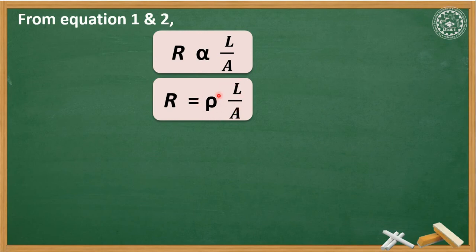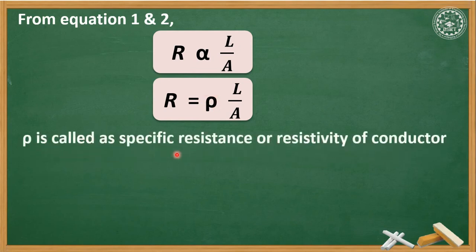This is a proportionality constant rho, and this proportionality constant rho is nothing but the specific resistance or resistivity of a conductor. Specific resistance or resistivity of a conductor. Okay, so this is specific resistance. R is equal to rho L upon A. Okay, resistance of a conductor, specific resistance, length and cross sectional area.